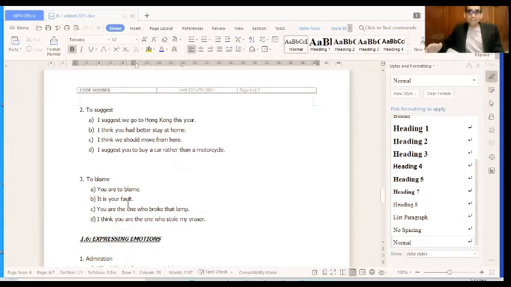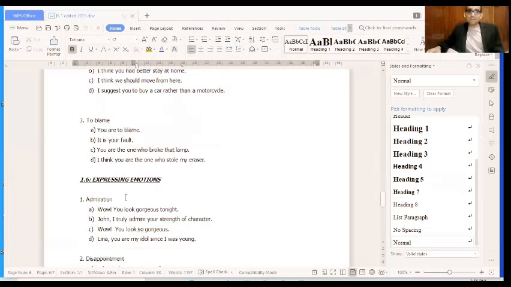To suggest. So the examples are for the function suggest, such as I suggest we go to Hong Kong this year. I think you had better stay at home. I think we should move from here. I suggest you to buy a car rather than a motorcycle. So this is talking about suggestion, right? So suggest, that is the function.